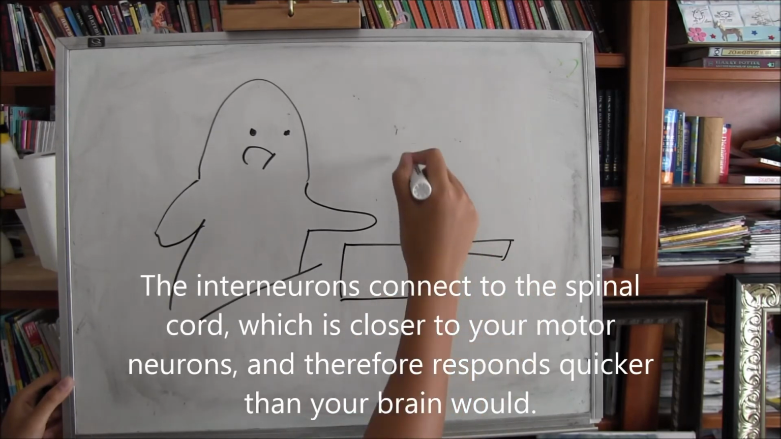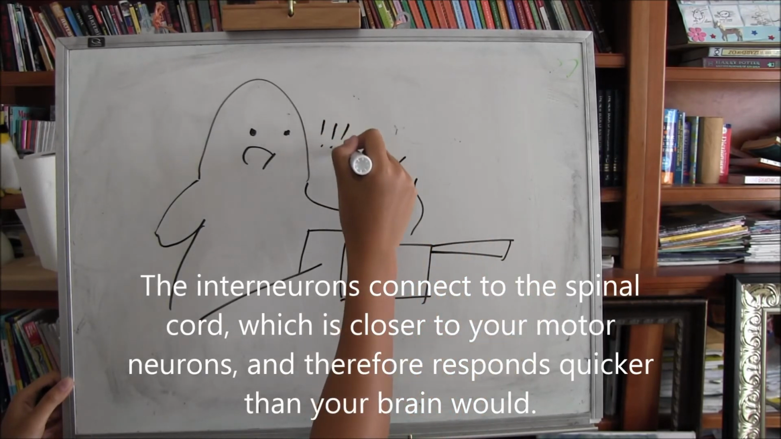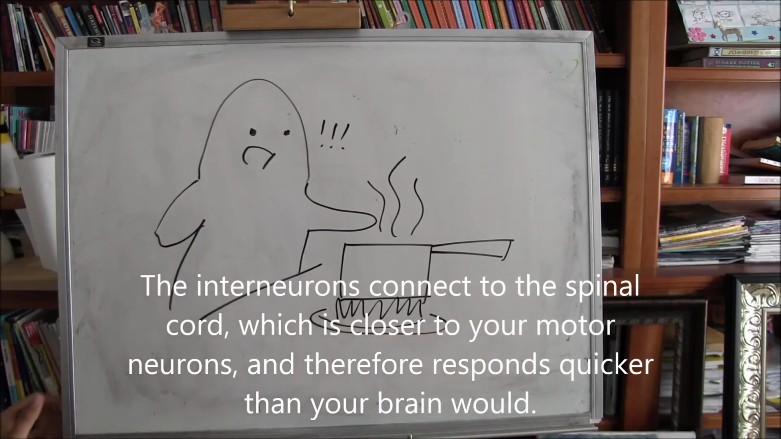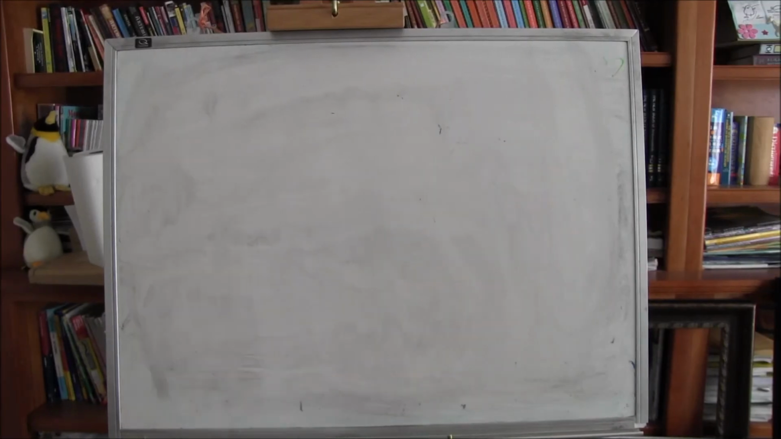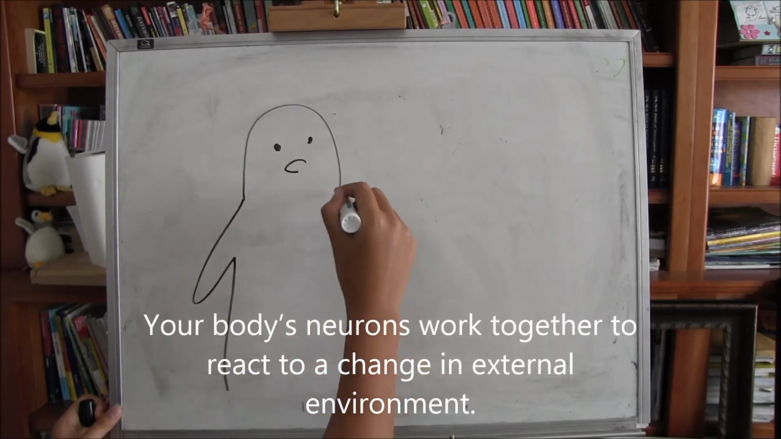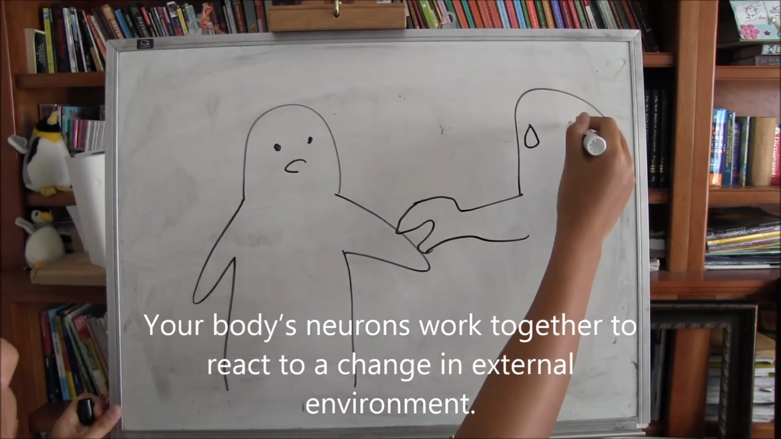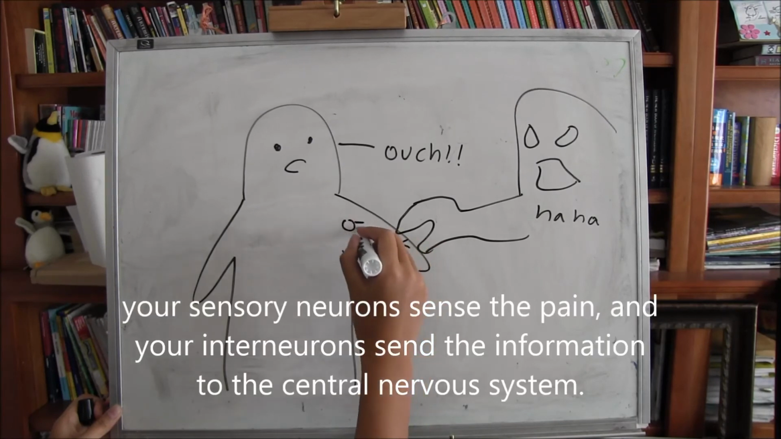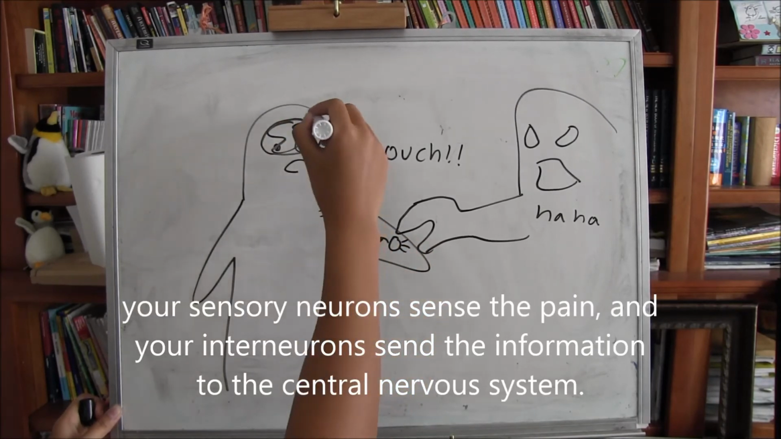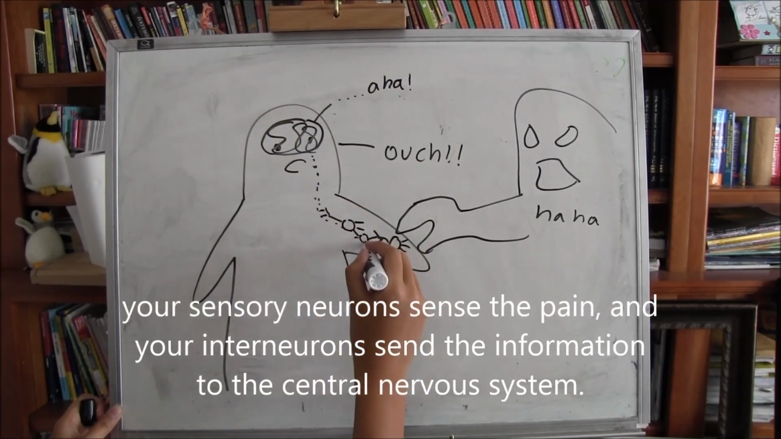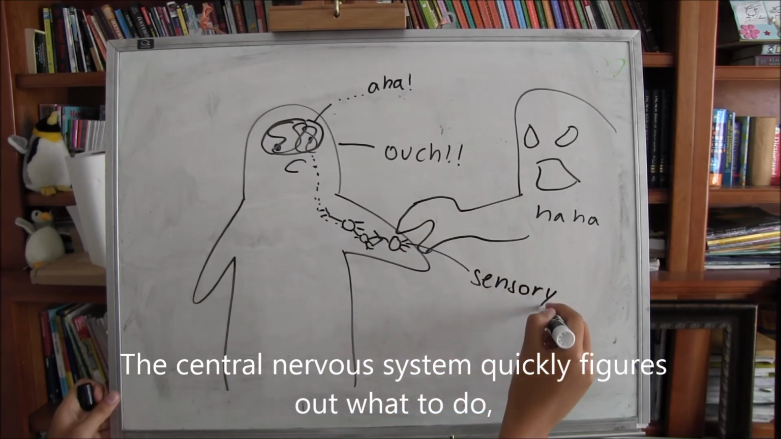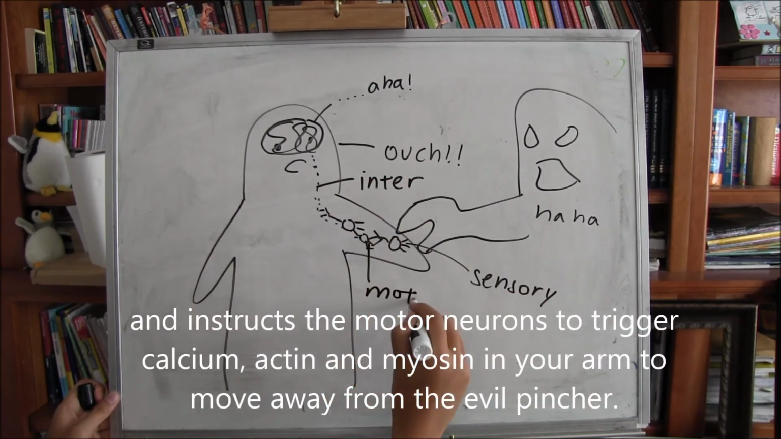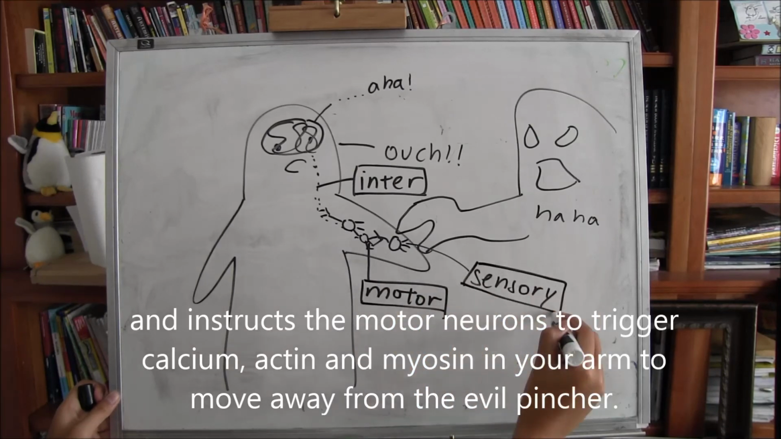The inner neurons connect to the spinal cord, which is closer to your motor neurons, and therefore responds quicker than your brain would. Your body's neurons work together to react to a change in external environment. When somebody evil and cruel decides to pinch you, your sensory neurons sense the pain, and your interneurons send this information to the central nervous system. The central nervous system quickly figures out what to do and instructs the motor neurons to trigger calcium, actin, and myosin in your arm to move away from the evil pincher.